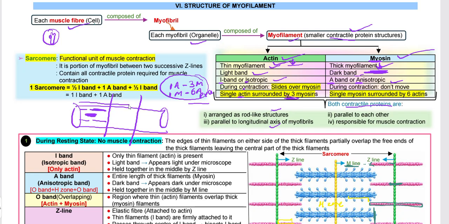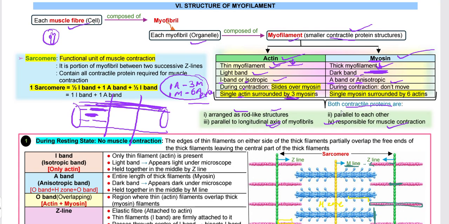See, this is the longitudinal myofibril, so they are parallel to the longitudinal myofibril. Also, it is parallel to the myosin. So what is written here is that both are arranged as rod-like structures, parallel to the longitudinal axis. Then parallel to each other, obviously myosin and actin are parallel to each other and responsible for muscle contraction. This fourth point you will understand when I explain the mechanism.